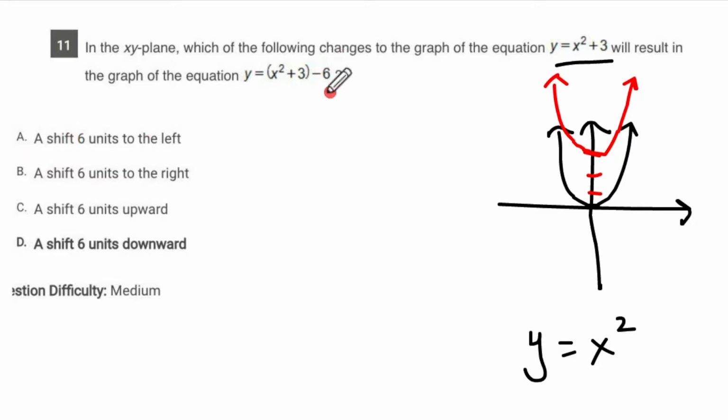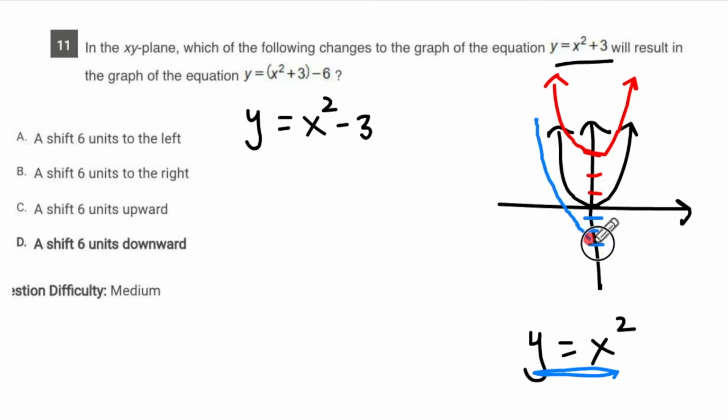Well, if it's not in parentheses like this, it's going to be shifted up or down. When something's added to the end, it's shifted up or down. So let's just simplify this out just a little bit. And we're going to get y equals x squared, 3 minus 6 would be minus 3. So our new graph, if we were to graph our new graph, let's just do that in another color, it would be the basic form right here, but shifted down 1, 2, 3. So it's going to look like this.